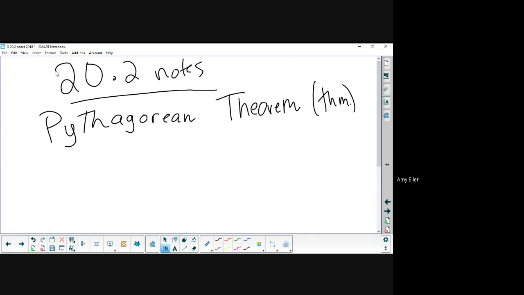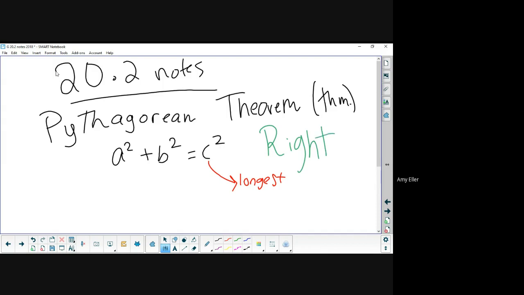Tyler, do you remember what the Pythagorean theorem is? A squared. Good. Everybody should know that one. A squared plus B squared equals C squared. C must be the longest side. We call that the hypotenuse. You guys know that? This theorem, Pythagorean theorem, only works in what kind of triangles? Tyler? Right triangles. Put that down. Right triangles.